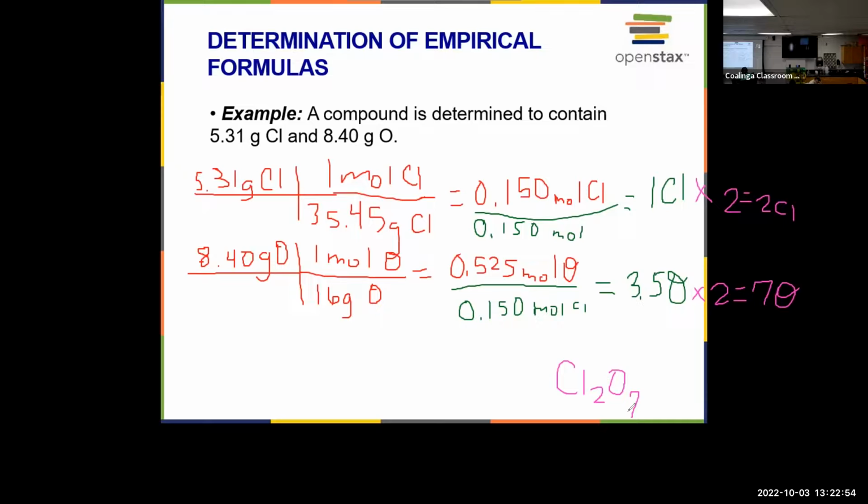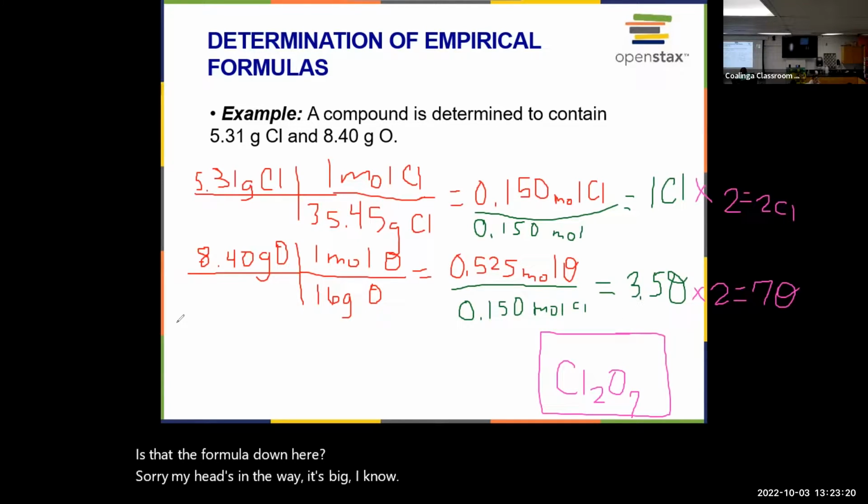Okay. Good. Write out the formula. Formula down here. Okay, questions? Any questions? Any concerns? Pretty straightforward, right? So that is empirical formulas. Are you guys feeling comfortable? Good.